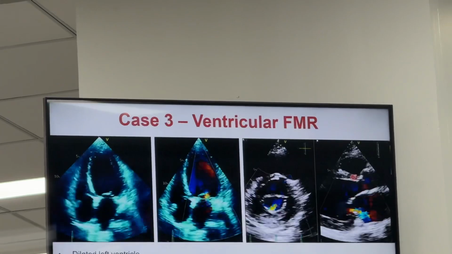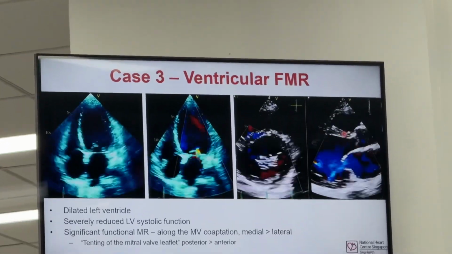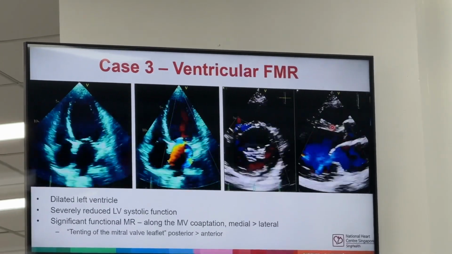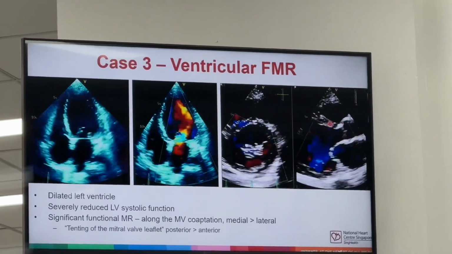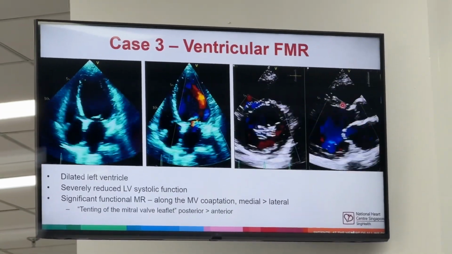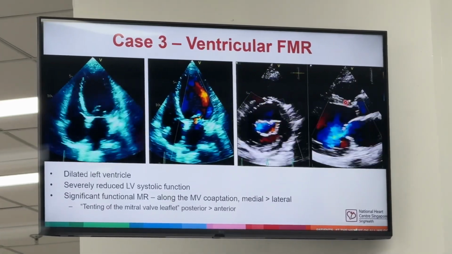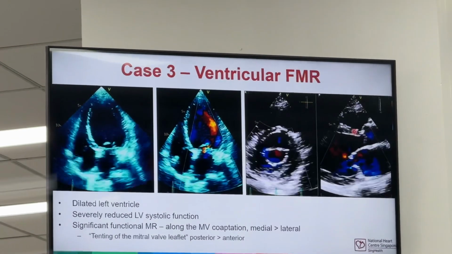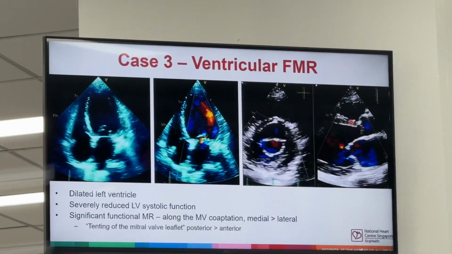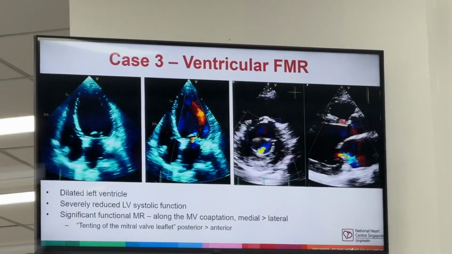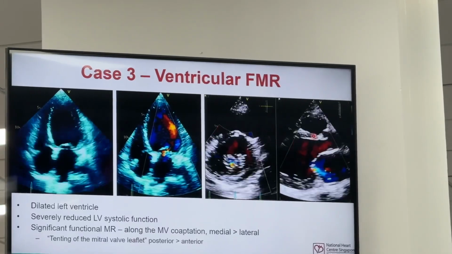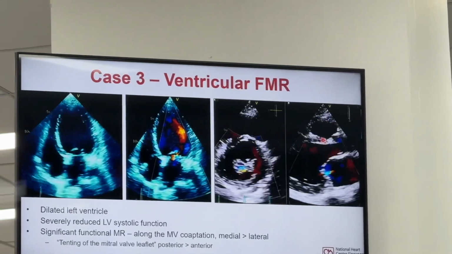This is a transthoracic image. You can see a very low left ventricular ejection fraction, severely reduced LVEF, and the left ventricle is very dilated. You can see what we call a tenting form of the mitral leaflets. Both the anterior and the posterior leaflets are tented, pulled towards the ventricle. And the regurgitation jet is along the coaptation line, especially towards the medial location.